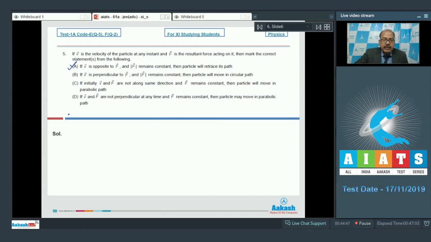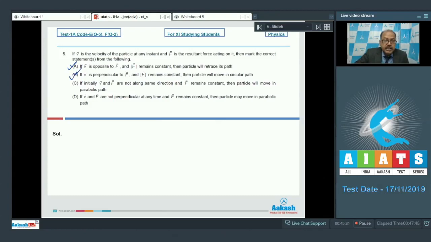Let's look at option B. It says if v is perpendicular to F and the magnitude of F remains constant, then the particle will move in a circular path. This is a correct statement. This is what happens in the case of uniform circular motion. In uniform circular motion, the net force is perpendicular to velocity at all times and its magnitude remains constant. So option B is also correct.